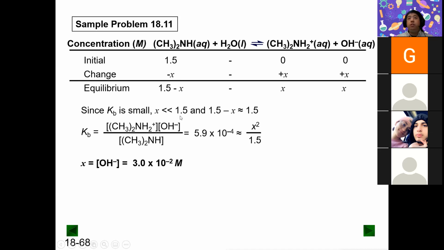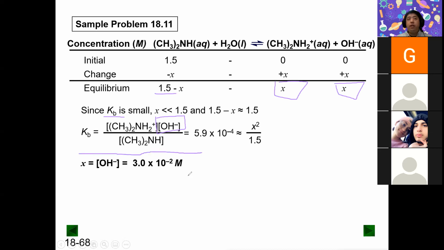We assume the same situation, that the minus X is negligible, okay? Based on the value of Kb and the value of my initial concentration, which is 1.5. So I plug it into my Kb expression the same way. I'm here to solve for OH minus instead, which happens to be X here, and this is also X. So it just becomes X squared over 1.5 is equal to my Kb value.